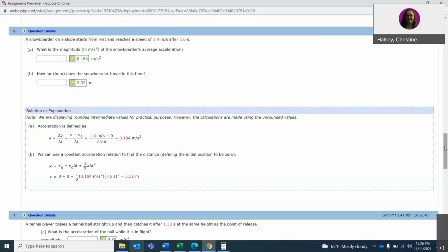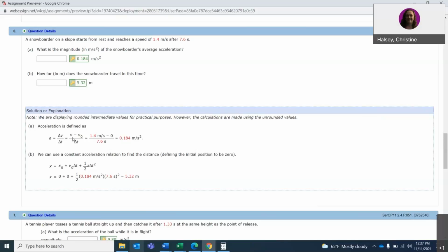A snowboarder on a slope starts from rest, which is 0, and reaches a speed of 1.4 meters per second after 7.6 seconds. What's the magnitude of the snowboarder's average acceleration? So you look at the change in velocity over the change in time. The change in velocity, he goes from 0 to 1.4 meters per second.